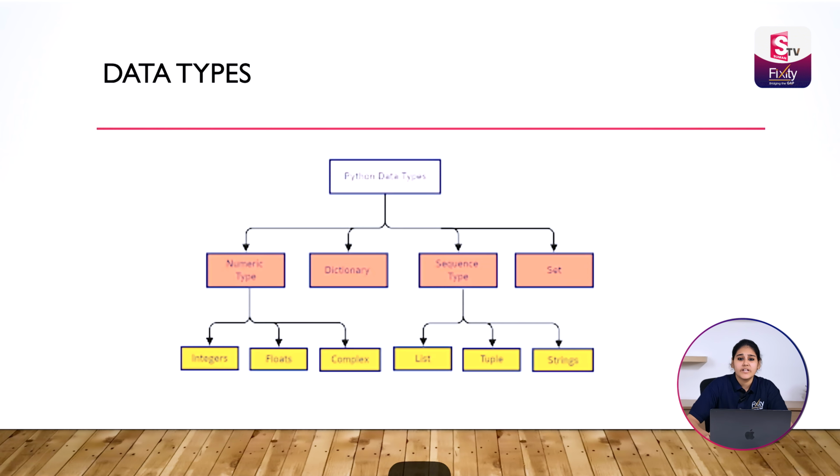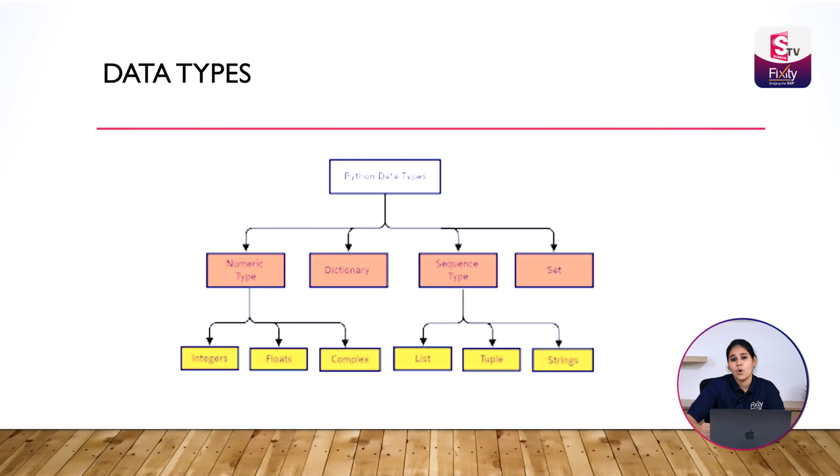Let's see some basic Python concepts like data types and control structures. In control structures, we'll see conditional statements. Let's go with data types. From this, you can see that mainly the data types are divided into four types: numeric, dictionary, sequence type and set. In the numeric data type, there are three divisions: integer, floats and complex.